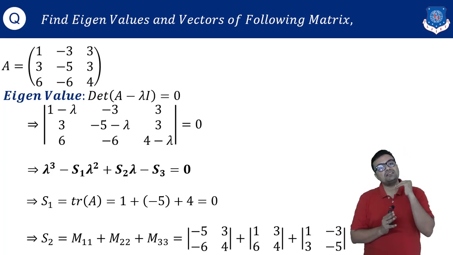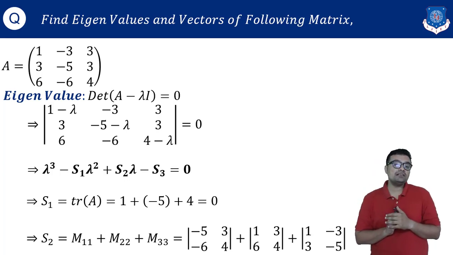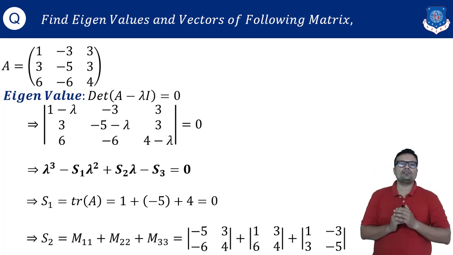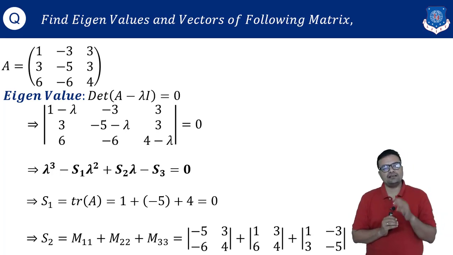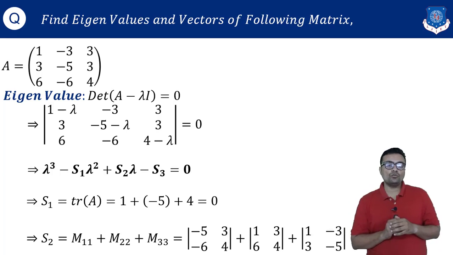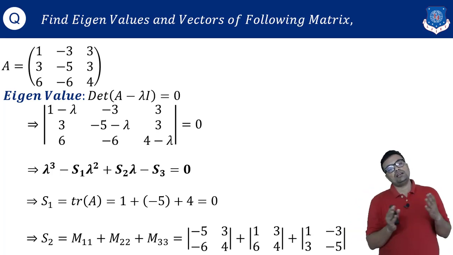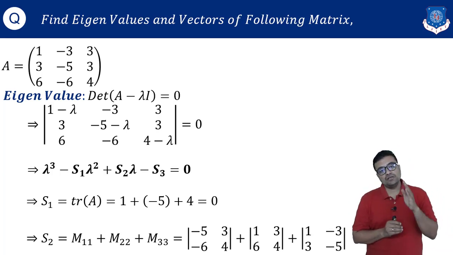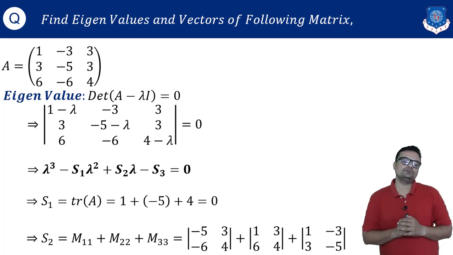So S1 is nothing but trace of the matrix. What do we mean by trace? Addition of all diagonal entries. Like here, A11 plus A22 plus A33, which is equal to 1 minus 5 plus 4, going to be 0. So that means S1 is 0.